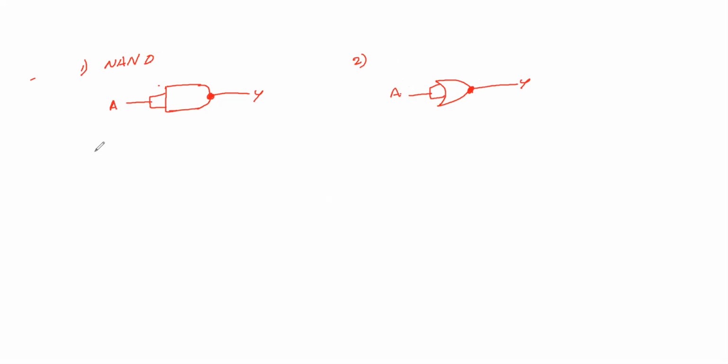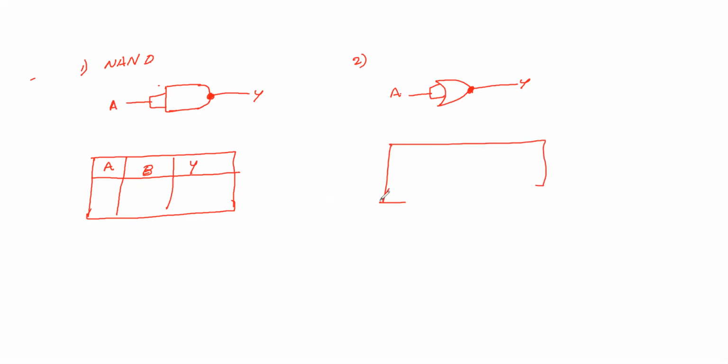For this table column, the inputs will be the same. Remember, the inputs will be the same. I'll take this one as A, this one as B, and this one as Y. So here also, it is A, B, and Y. First of all, we'll see your NAND gate. The inputs are common, let's see that.